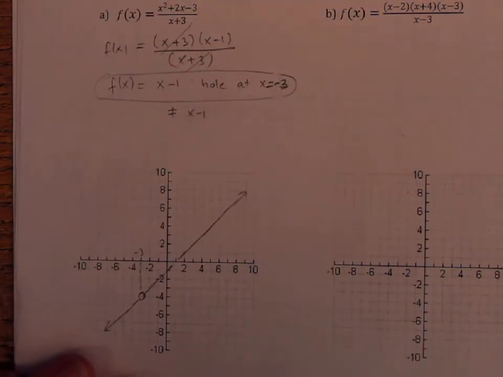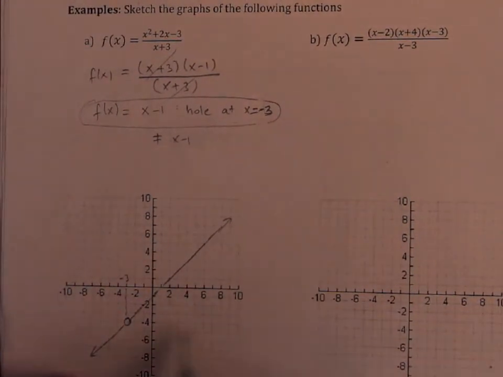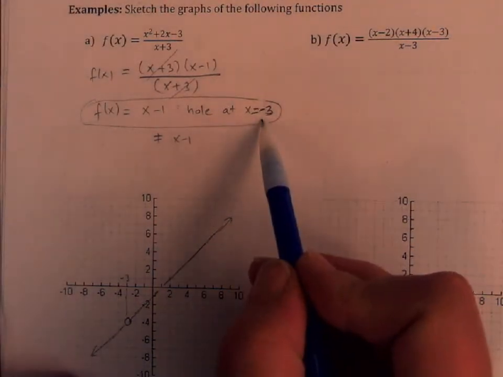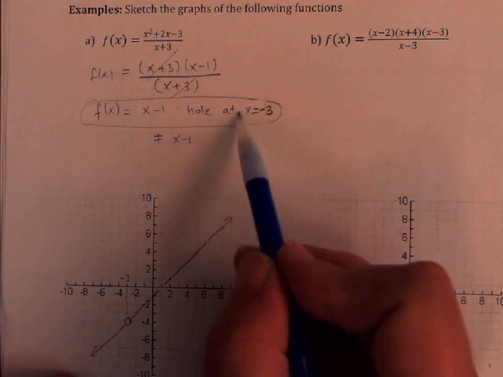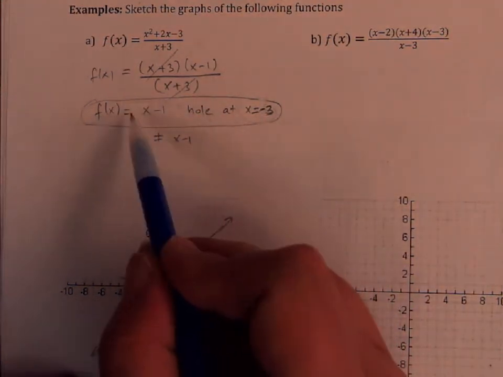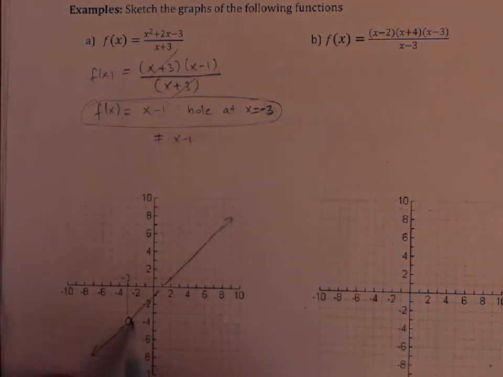Okay. So how do you find the y-coordinate of the hole? You can already see it from the graph, but let's say you did not have a graph. How would you find the y-coordinate of that hole? You know that the x-coordinate of the hole is -3. So you can take that -3 and sub it into the remaining function here. So -3 minus 1 gives you -4. So that is the y-coordinate of the hole here.